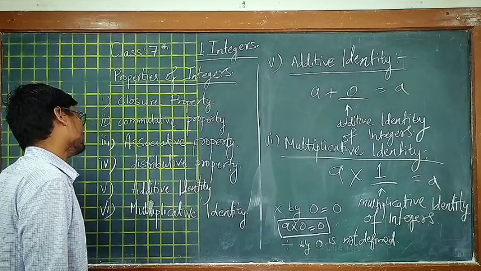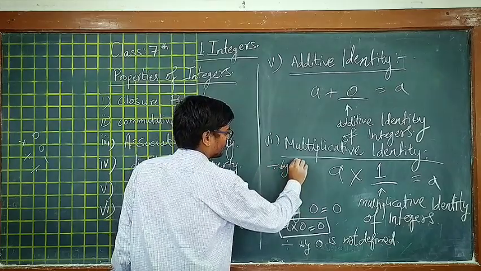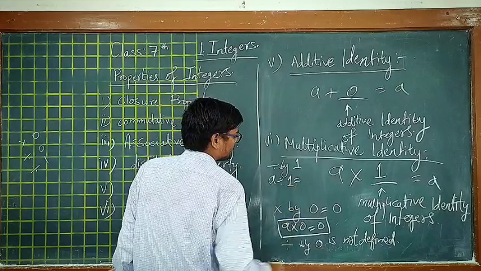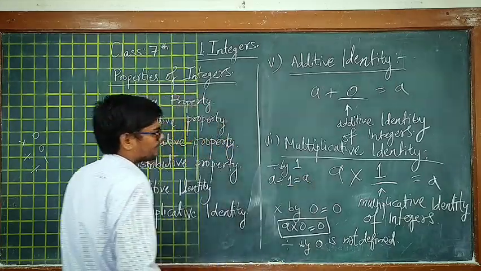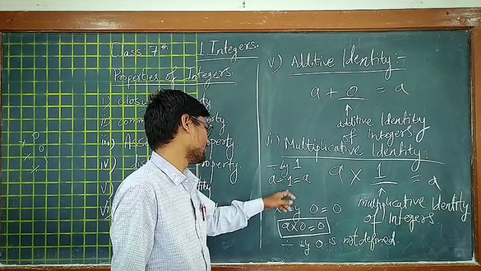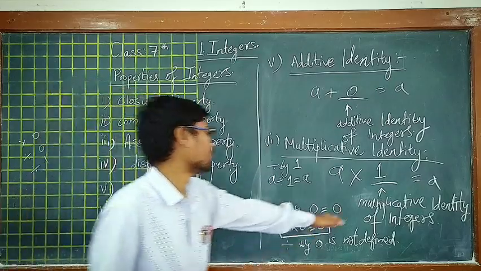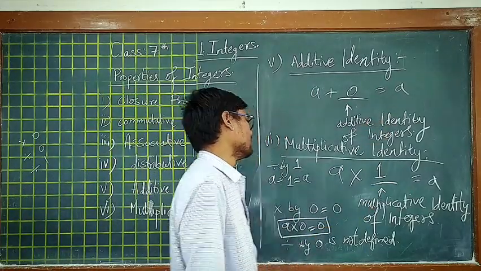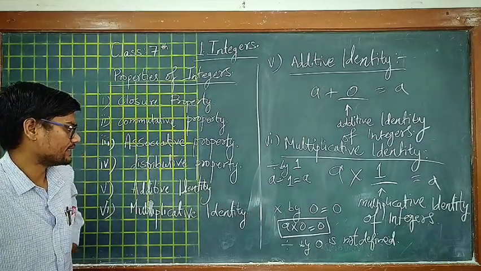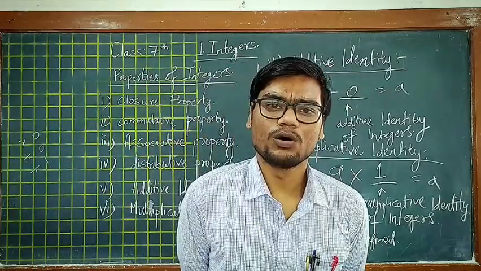What about dividing by 1? Any integer a when divided by 1 will give us the same integer a. So this will act as the divisible identity of integers. Like this is multiplicative identity, like this is additive identity, this can be called as the division identity. So by this we complete all the topics of this chapter.